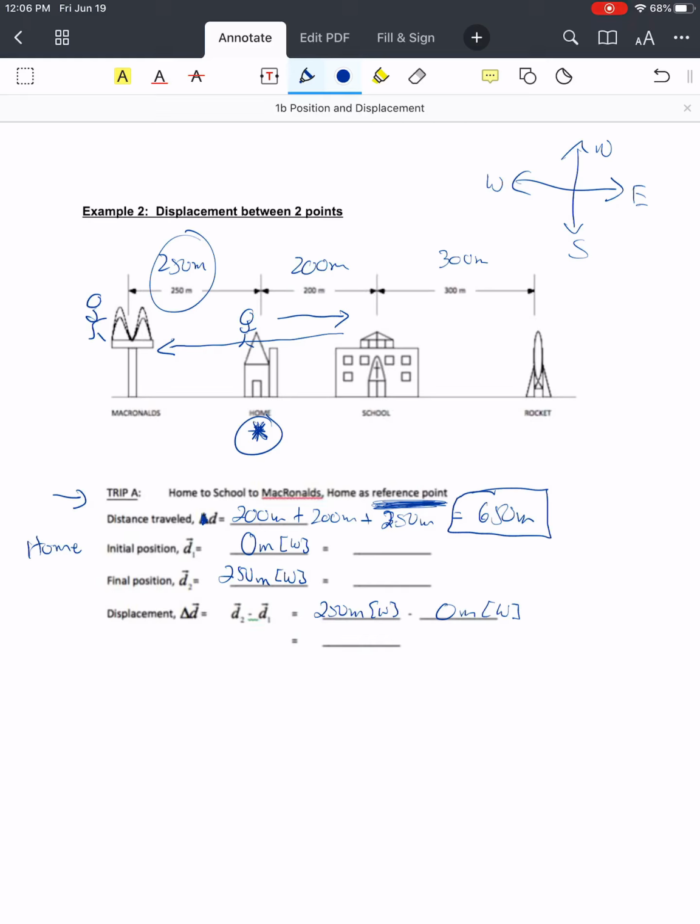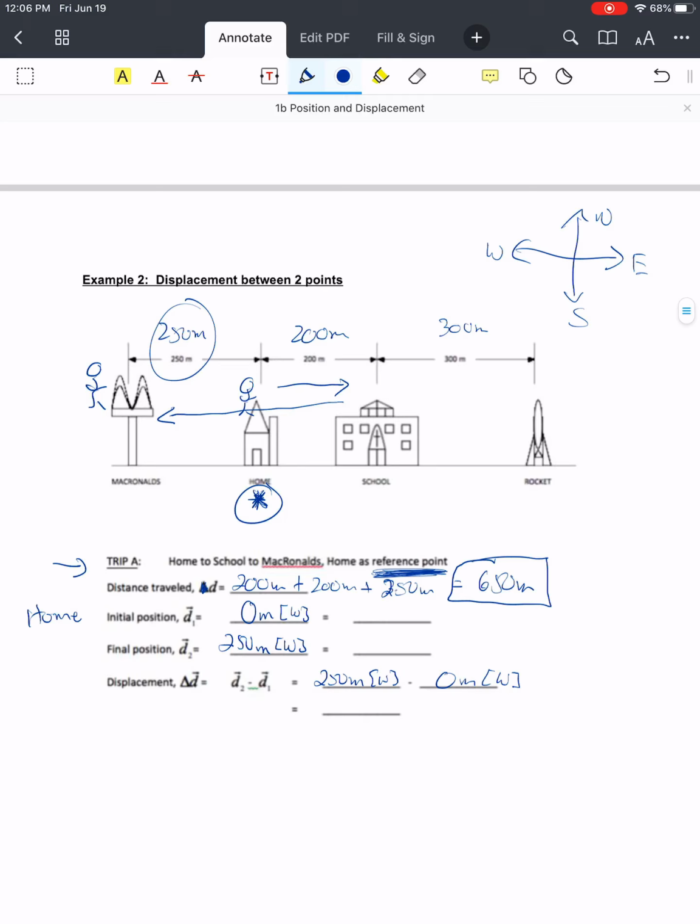What we have to do in physics is we have to convert directions to positives and negatives. So you have complete control over this. What I am going to say, if you go on the top right, I'm going to say anything north and anything west is positive. That means east is negative. That means if I traveled south, that would be negative. If I traveled west, that would be positive. And if I traveled north, that would be positive. So in each direction, north-south, you have a positive and negative. And then in east-west, you have a positive and you have a negative.